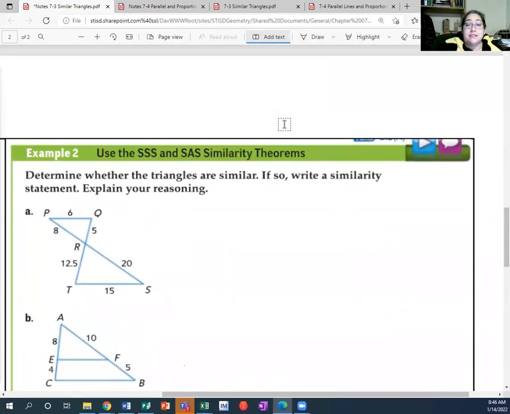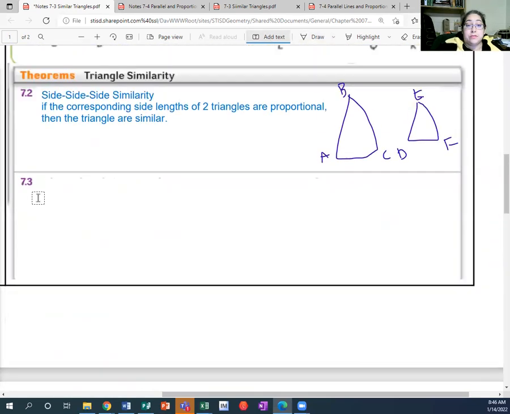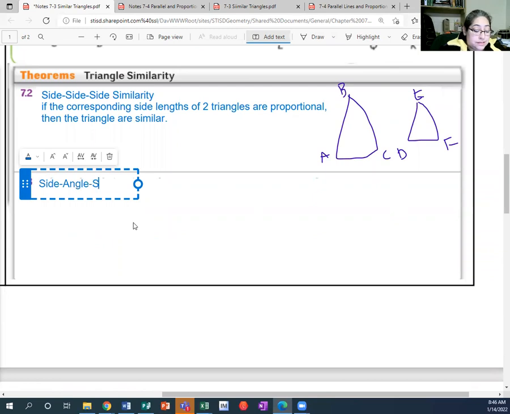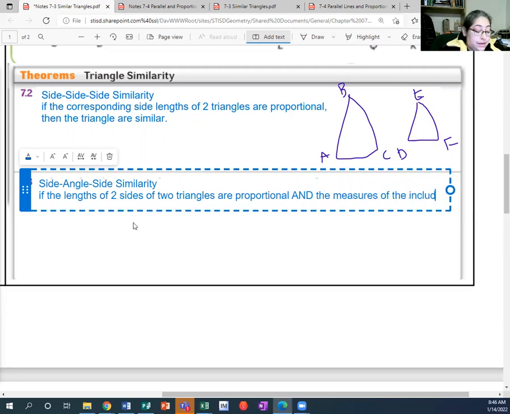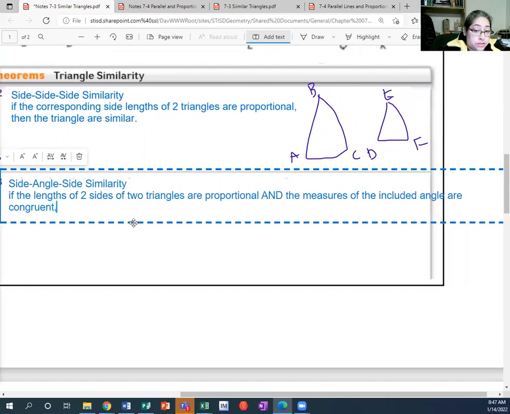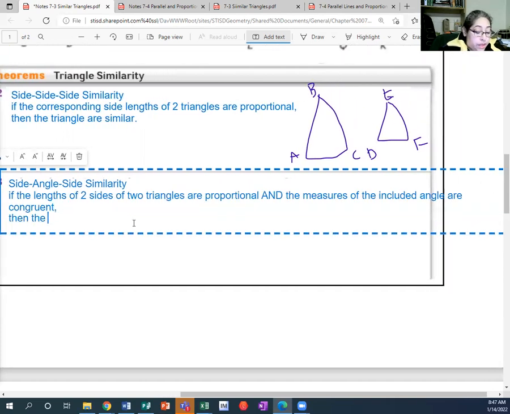Let's take a look at the second theorem that we had, which was theorem 7.3. Theorem 7.3 is the side angle side similarity. And this one says if the lengths of two sides of two triangles are proportional and the measures of the included angle are congruent, then the triangles are similar.